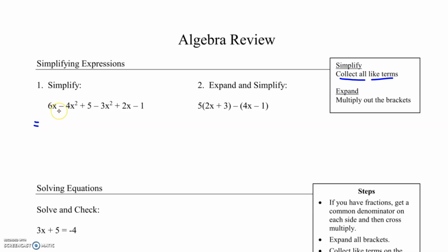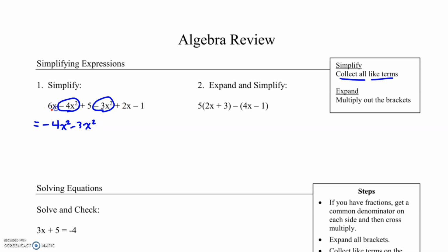So in 6x minus 4x squared plus 5 minus 3x squared plus 2x minus 1, 4x squared is like 3x squared. Notice when I circle the subtraction symbol, we remember that subtract can also be thought of as a -4 coefficient. So we need to keep that sign with the term that follows it. So I'm going to write those next to each other to show that they're like terms.